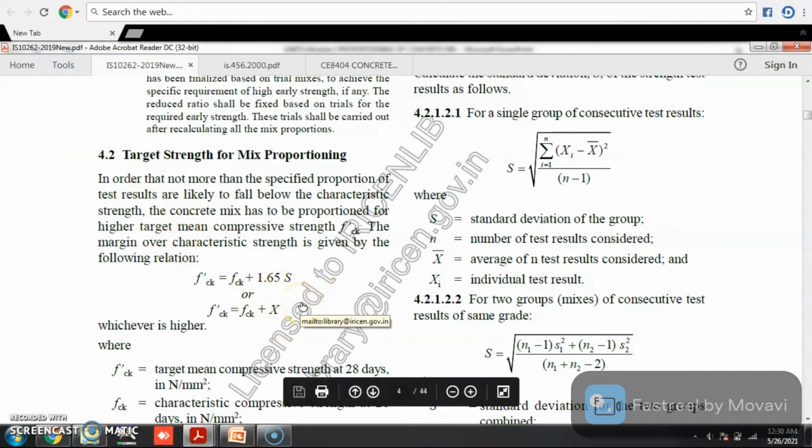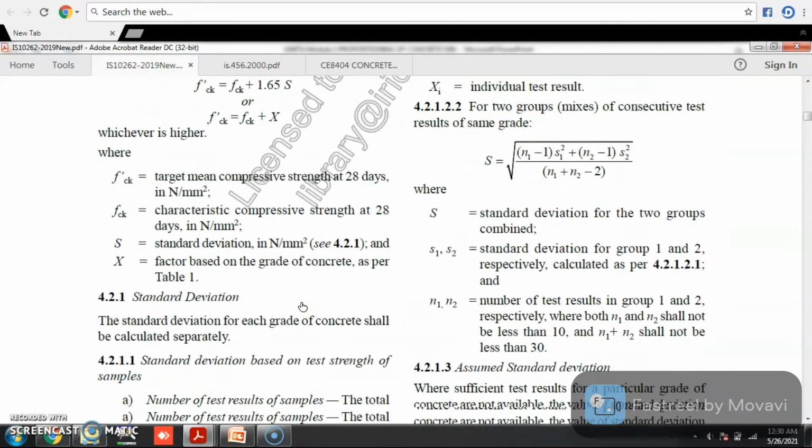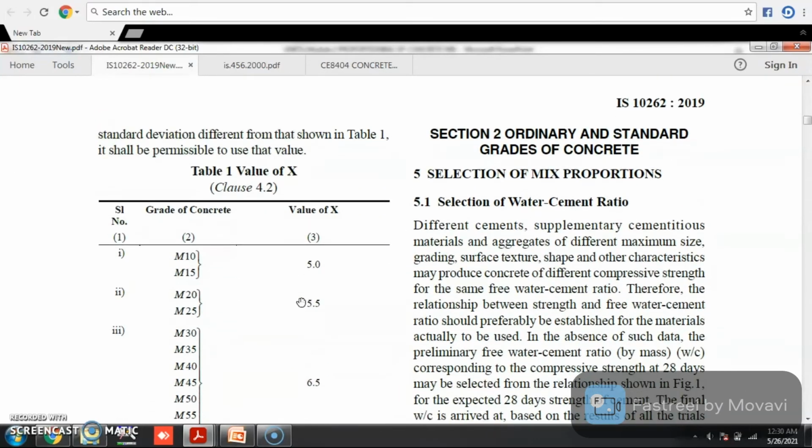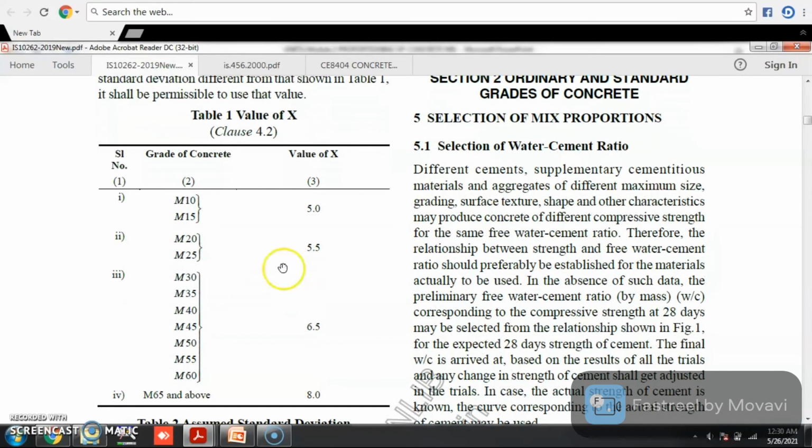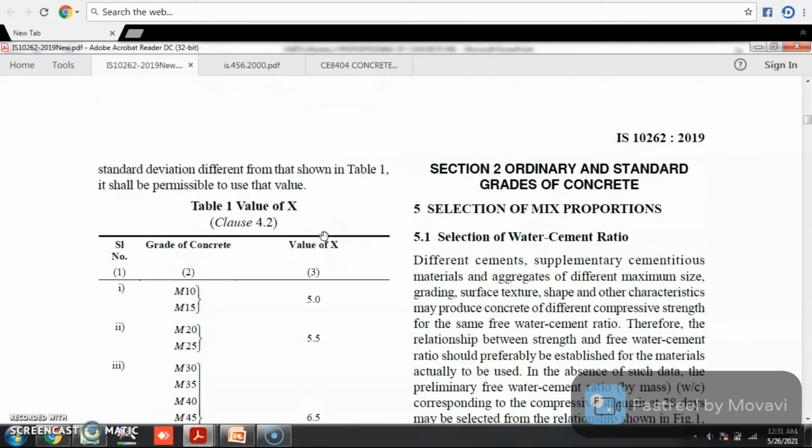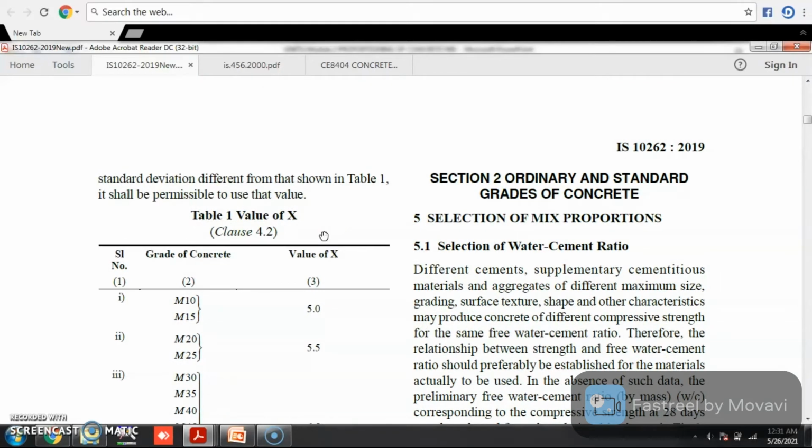The first formula, FCK, we already know. FCK is the characteristic compressive strength, and then 1.65 times S. S is the standard deviation. In the second formula, FCK plus X, you have to find S and X from tables 1 and 2. If you go to table 1, you can see the value of X. The value of X depends upon the grade of concrete. You will know which grade you are designing. Once you know the grade, for example, if it is M25 grade of concrete, you know the value of X as 5.5. So X you can get from table 1.